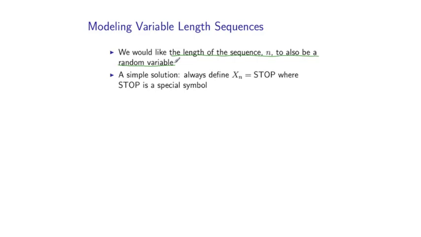There's actually a very simple solution to this, a direct extension of second-order Markov processes, or first-order Markov processes for that matter. We'll essentially just say that the nth random variable is always equal to STOP, where STOP is a special symbol. It's special in that it is not in the regular vocabulary in the Markov process. It's not a member of the set V. It's an additional symbol, so it's not in the set V, and it's only ever seen at the end of a sequence.